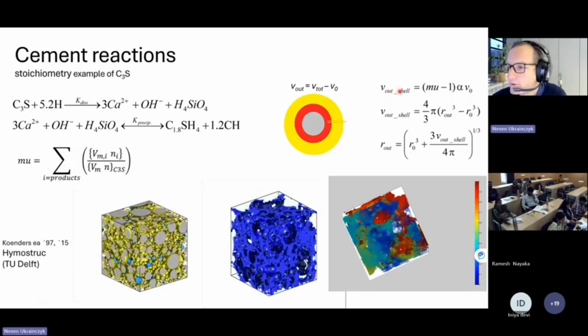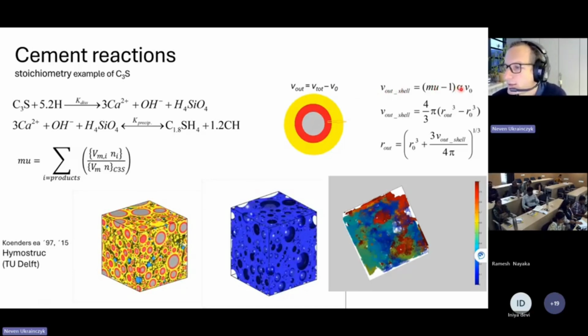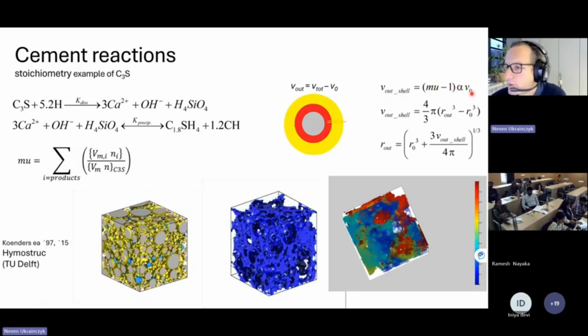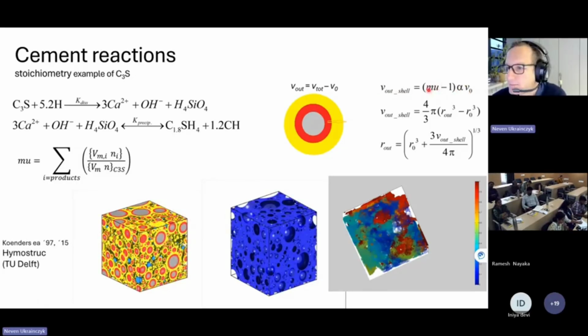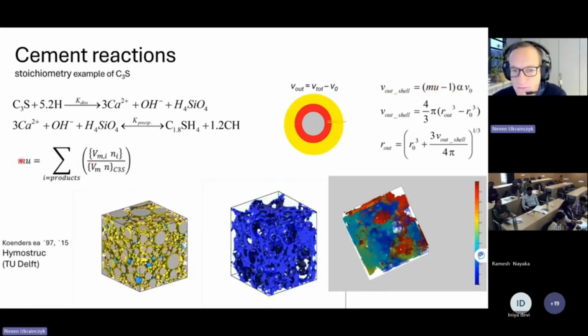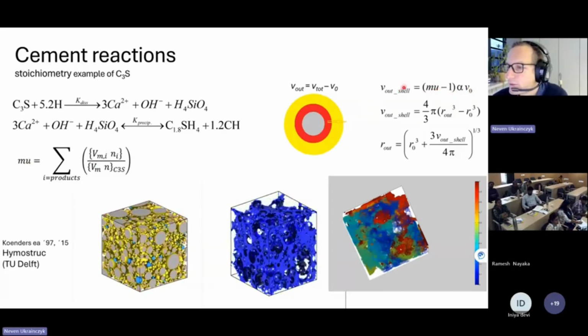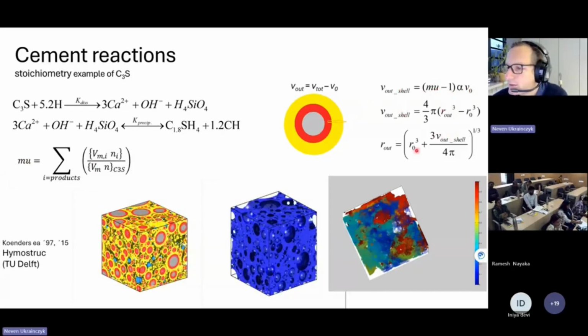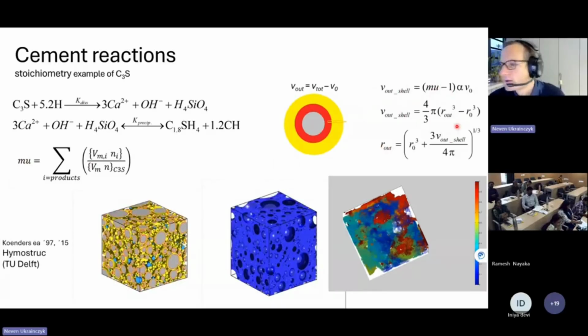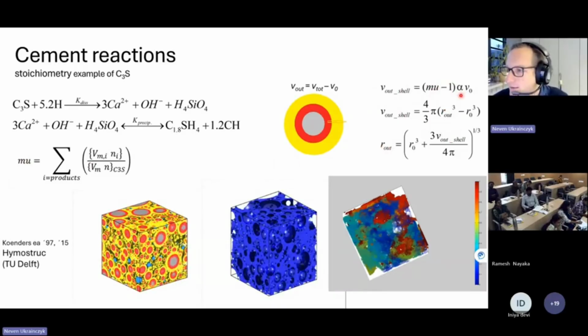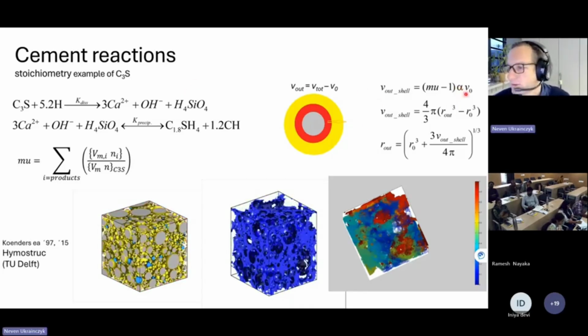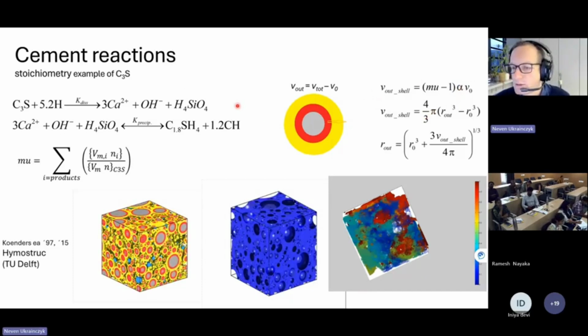But to know the volume of the outer shell, you basically need the initial volume and the expansion factor, which was 2.3 when you calculate it here. So this is how you plug it in here, and then you can easily calculate the radius. But we also want to know this as a function of the degree of reaction, so that's why we just multiply by alpha, which is the degree of reaction. So a very simple sphere-based model.